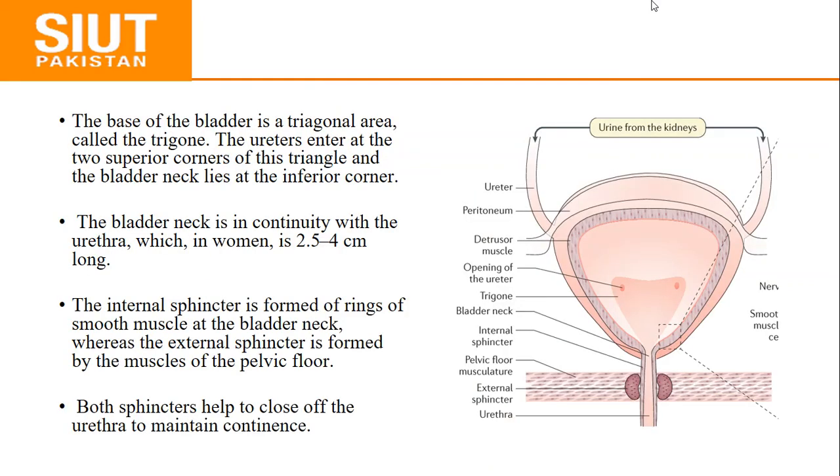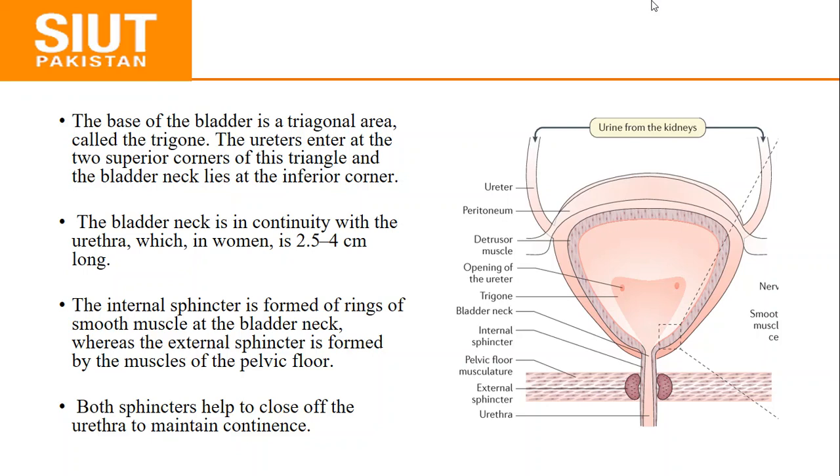The base of the bladder is a trigonal area, which is known as the trigone. The ureters open on the 2 superior corners of the trigone, and the inferior area of the trigone is continuous with the bladder neck. The bladder neck is in continuity with the urethra, which in females is about 2.5 to 4 centimeters long.